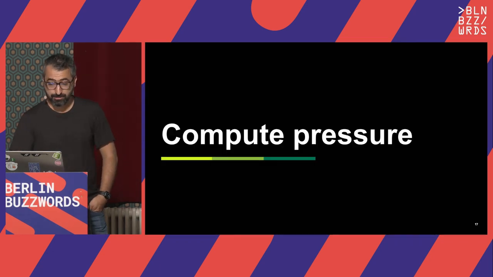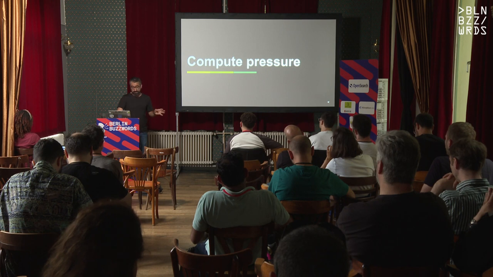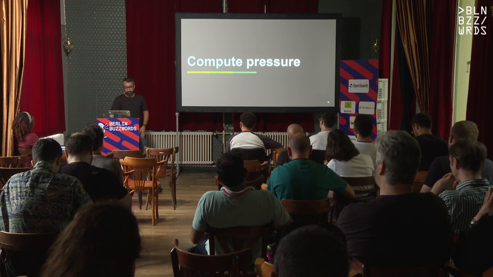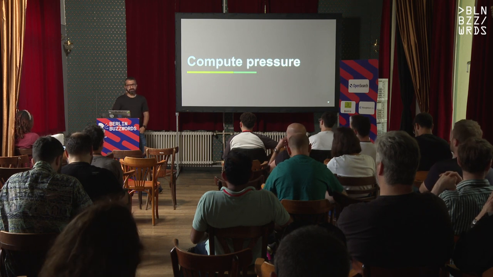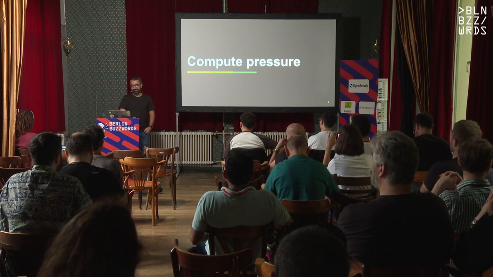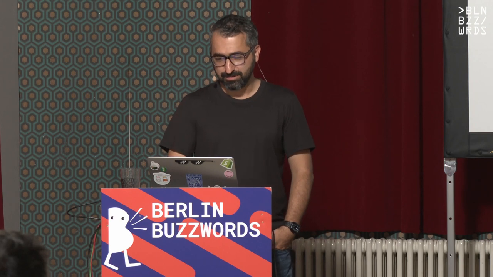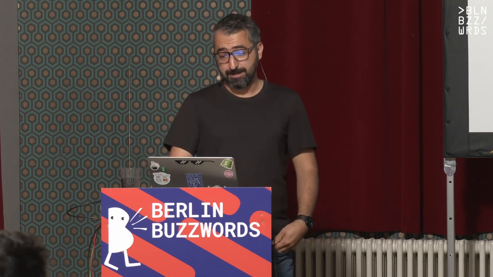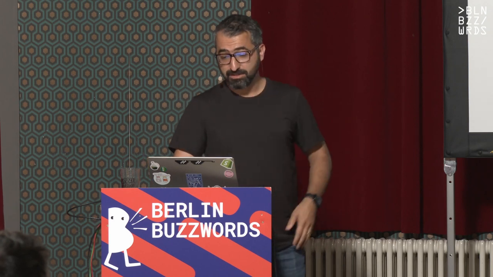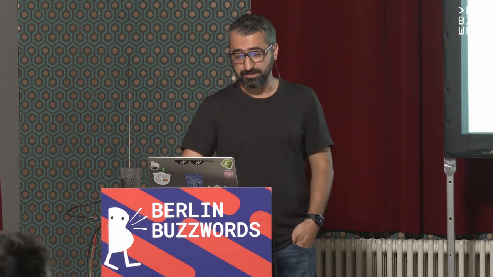Onto compute pressure. So we talked about failures. What happens often with Elastic, and I think somebody was talking about it yesterday in the CalDB talk, that's right, is that Elastic can have issues with compute pressure. Your infrastructure can be under-provisioned, or any high-load event can cause problems for the availability of your service.